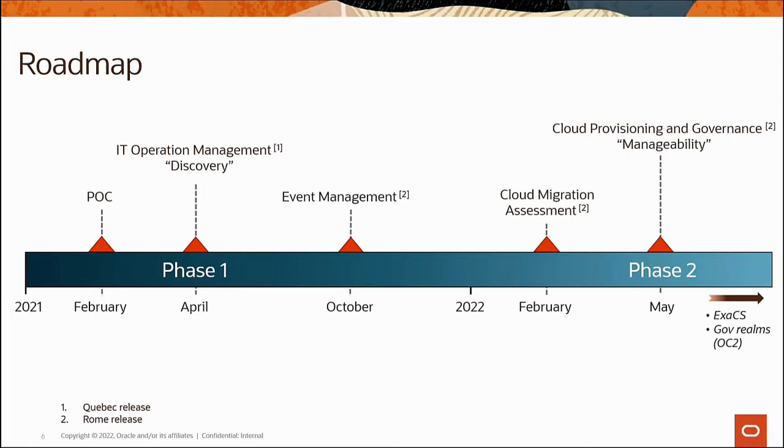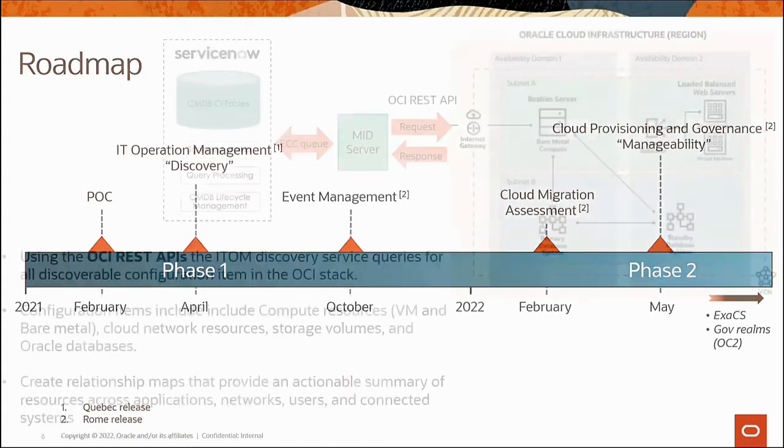We do have things that we're working on going forward. We're looking for XCS discovery capability, as well as discovery of resources in GovRealm. So these are roadmap items that don't have dates on them, but will be worked on in the near future. Jeff, next slide.